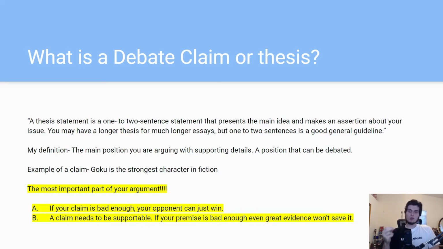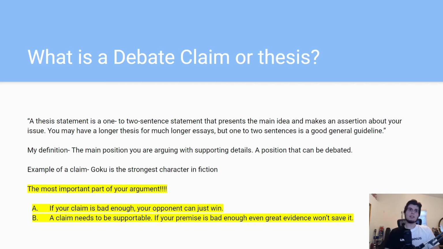But instead of giving your opponent the bullet with a bad claim, you're giving your opponent a loaded sniper rifle, and you're standing there begging them to attack you with it. It is not good to have a bad claim. In fact, no, it's not even not good. It is detrimental to your victory in a debate to learn how to properly establish a claim. Because if you don't, you're not even going to get to the debate part because you've already lost.